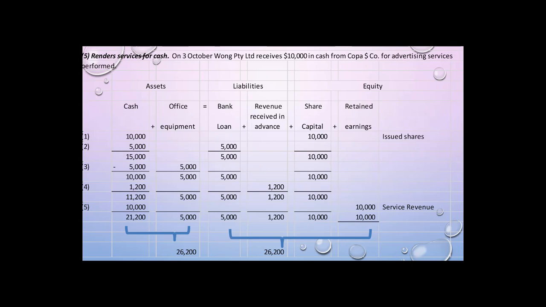Now, if you total both cash and office equipments, we have 26,200. If you total the liabilities and equity, we have 26,200. Again, balance. So each time that you have a transaction, you try to test the balance.